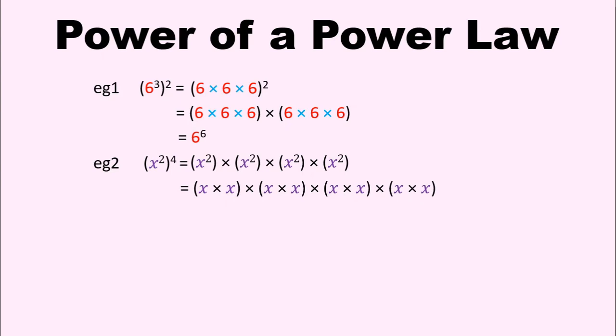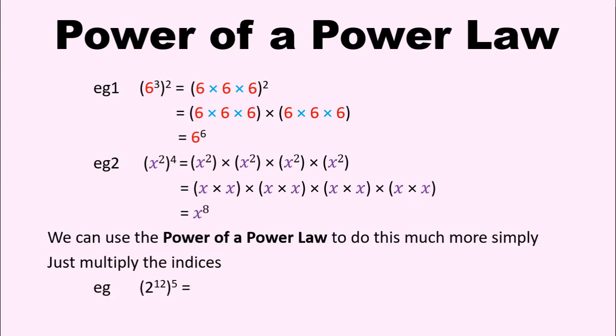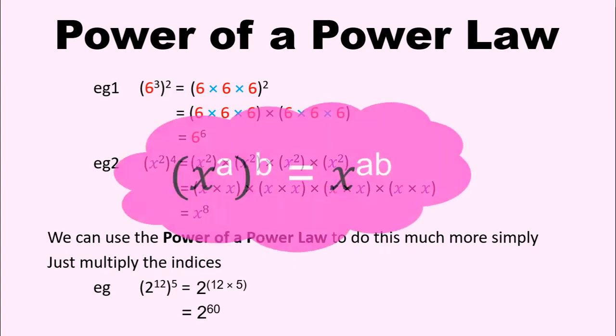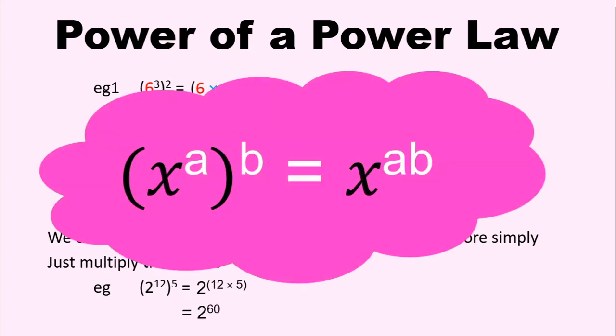For example, if I had 2 to the power of 12, to the power of 5, I wouldn't want to write that out. 2 to the power of 12 multiplied 5 times, and I can simply use the power of a power law and say 12 times 5 is 60. Go ahead and write this rule down because this is the third of the index laws that you must know. And hopefully you now understand it, so it won't be difficult for you to remember.